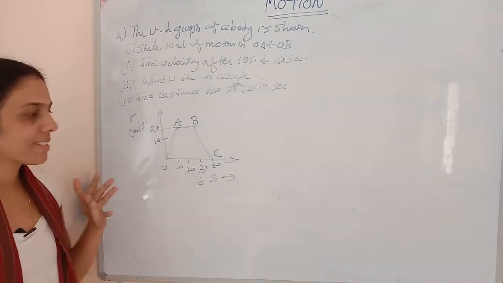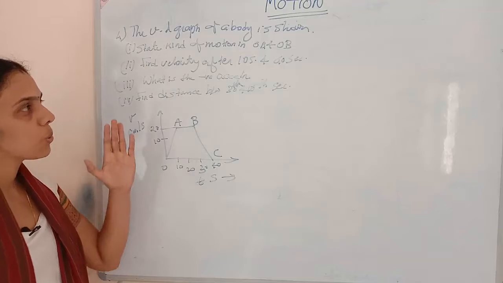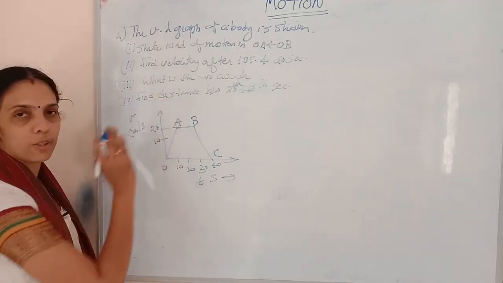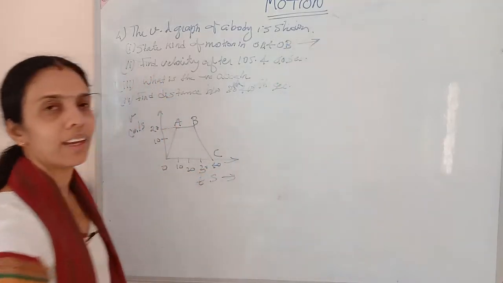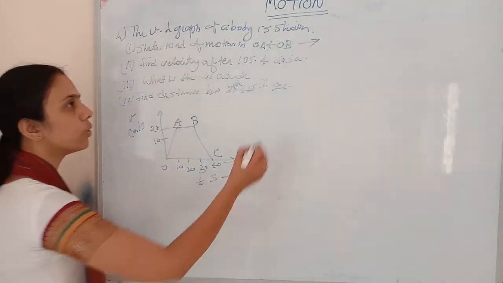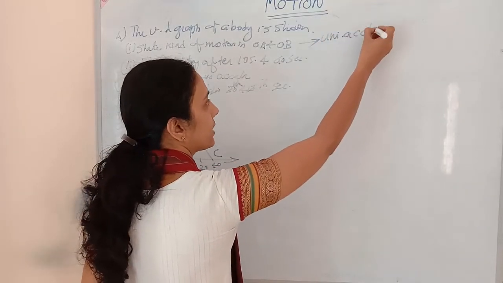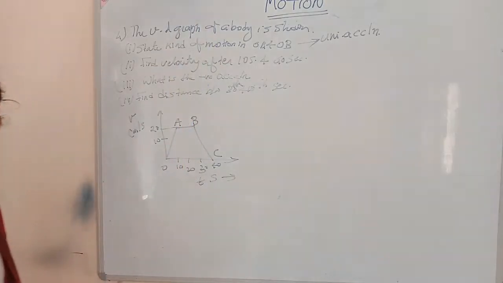Just now I discussed about that. That's why I thought that I will tell this question also. So OA, what is that? Velocity is increasing with respect to time. So what is the kind of motion over here in OA? OA is uniform acceleration. Velocity time graph is increasing with respect to time.